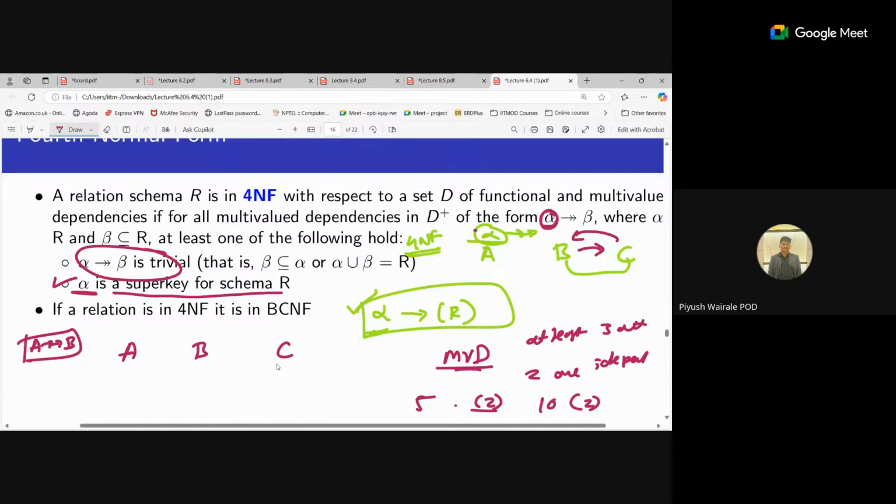Now, consider this particular example: A, B, C. When I say A multi-determines B, and B and C are independent, it means B determines C or C determines B is not applicable to that particular relation. Sir, even in this question, this is for the decomposed form. We have to check whether something is in 4NF, right?